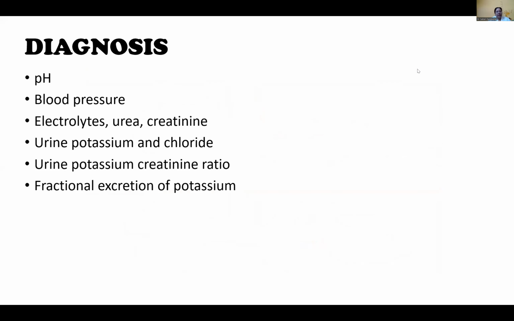So diagnosis. We have to again check the pH, that is good. We have to do a blood gas. We have to check the blood pressure. We have to send the electrolytes, urea, creatinine, urine potassium and chloride, urine potassium creatinine ratio, and fractional excretion of potassium.